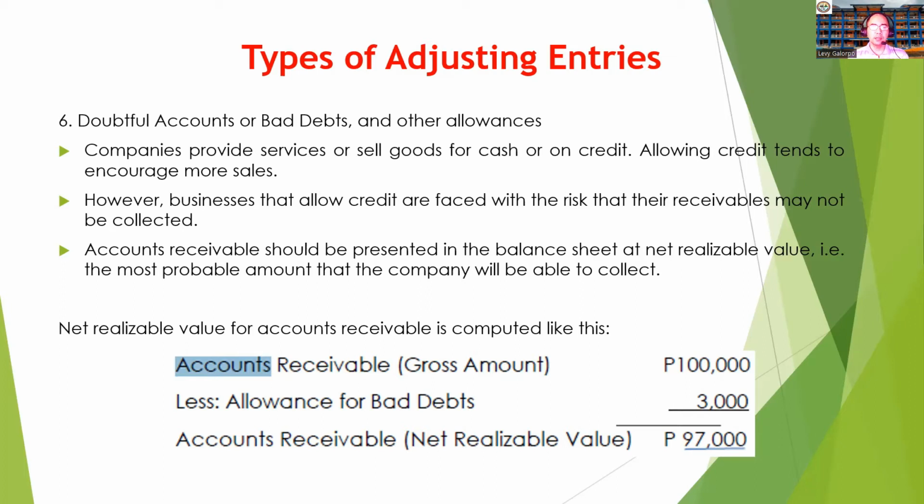So example, net realizable value for accounts receivable is computed like this. Accounts receivable, yung gross amount, 100,000, less natin, allowance for bad debts, 3,000, and then accounts receivable, net realizable value ito, so 97,000. So ganyan yung presentation niya sa balance sheet.